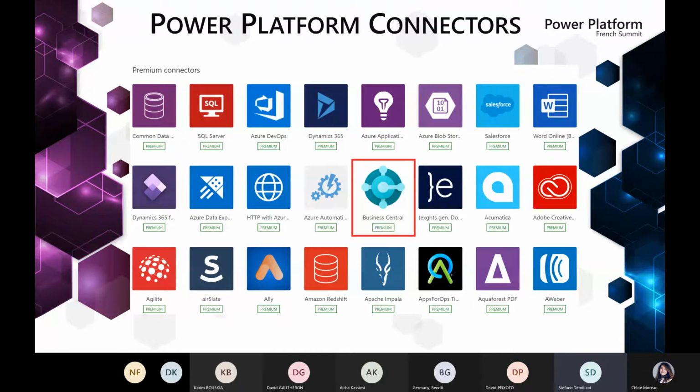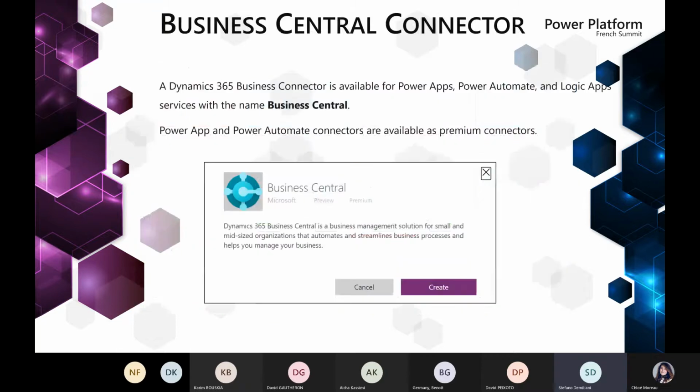And the standard connector for Business Central is available for Power Apps, Power Automate, and Azure Logic Apps. You can find the connector under the name Business Central, and if you want to integrate your Power Platform products with Business Central, you can simply rely on this connector. So select it, click on Create. It creates a new connection, and you can start using Business Central entities.